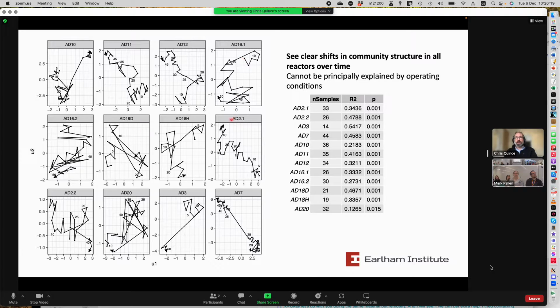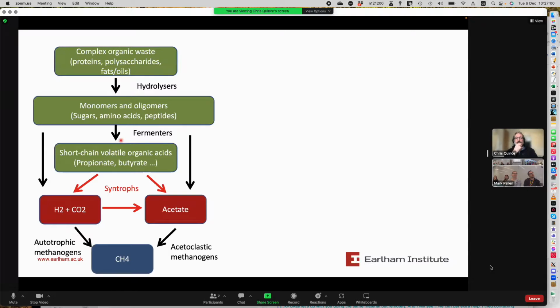One thing that's quite obvious is that for most reactors, there is a clear shift over time. So AD 2.1 in particular starts down here and ends up over there, and that's true in most of the reactors. Here I've used a statistic called multivariate ANOVA to determine how much of the community structure actually depends on time. In general, it's between 30 to 50%, which is a really large amount of community structure explained. On Friday, we'll go through all these statistics and give you examples of how to use them. So that's quite surprising and quite interesting, so we went to look into that in more detail.